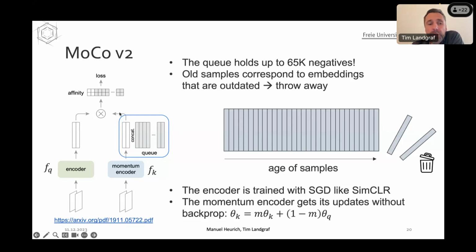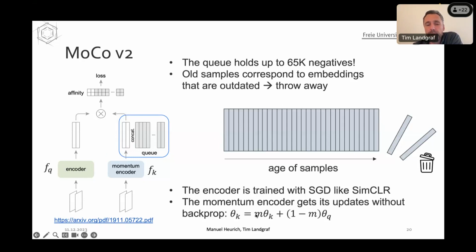But over the training course, we add more samples in there, samples that are encoded by the encoder that changes through training. So the samples, even if they would look the same that we add in the queue, are different vectors because the encoder has changed. But it changes a little slower, because we basically update it using the parameters of the encoder, but we mix it with the old parameters.